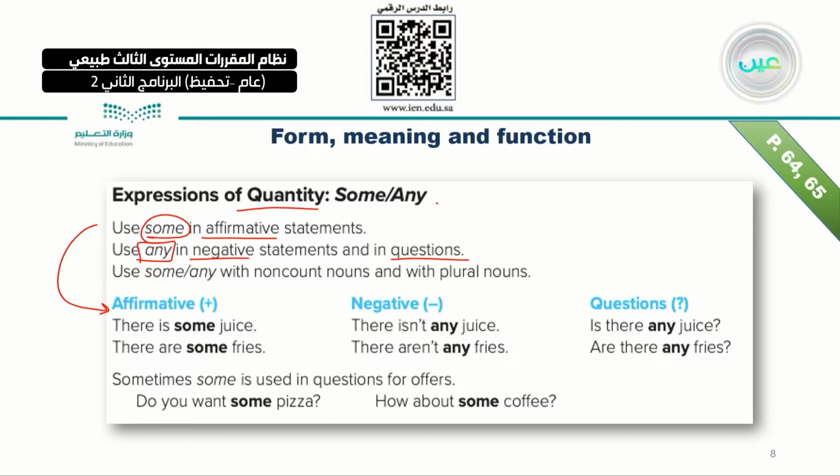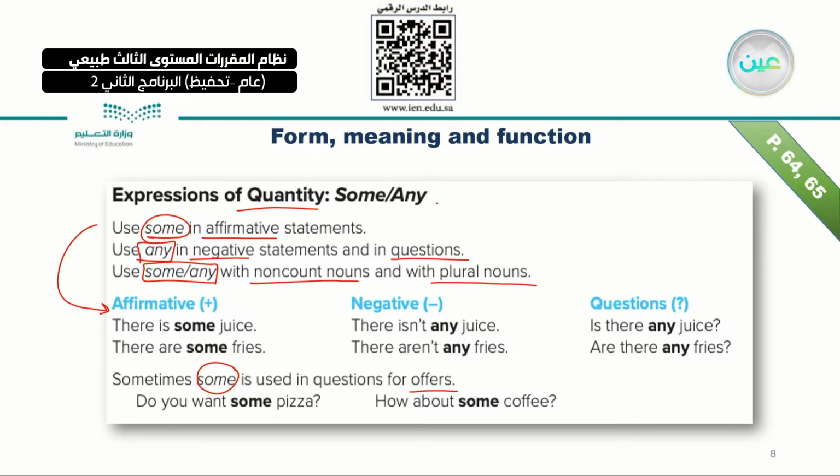Use some or any with non-count nouns and with plural nouns. So this is important. When do we use them? We use them, some and any, with non-count nouns and with plural nouns, not singular. Sometimes some is used in questions for offers. Okay, for what? For offers.